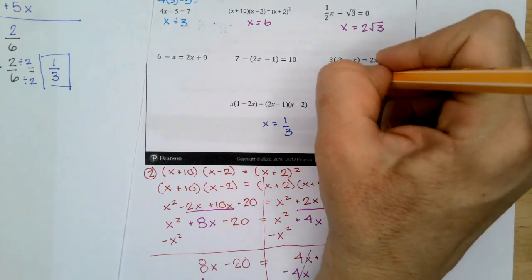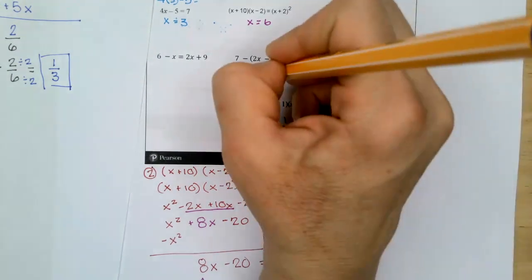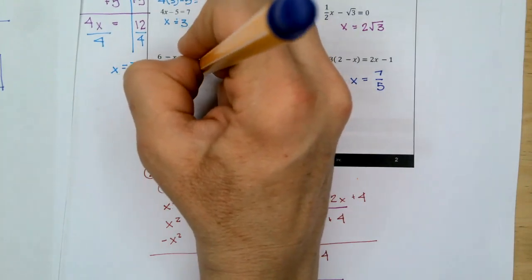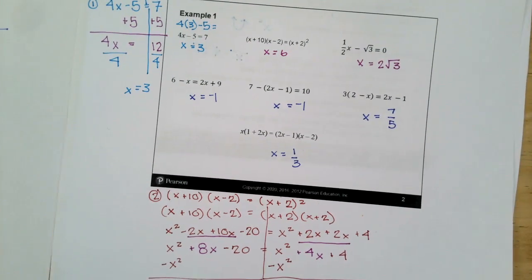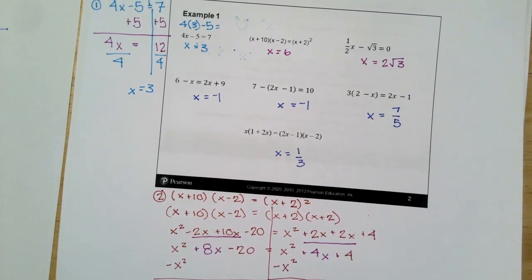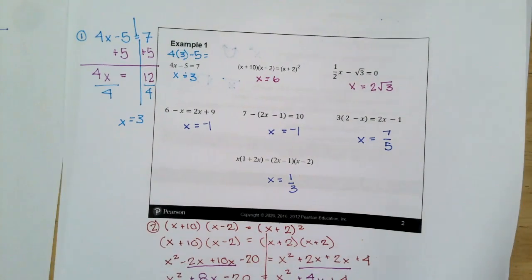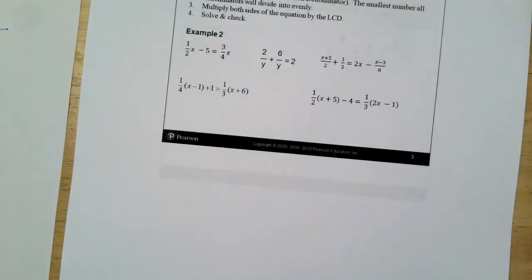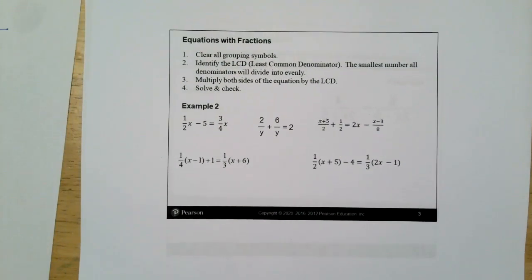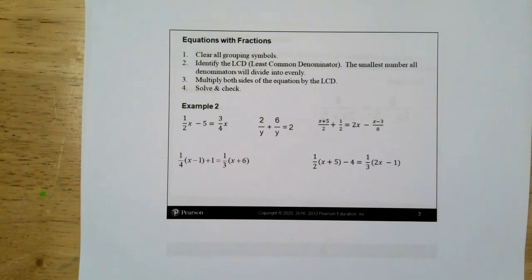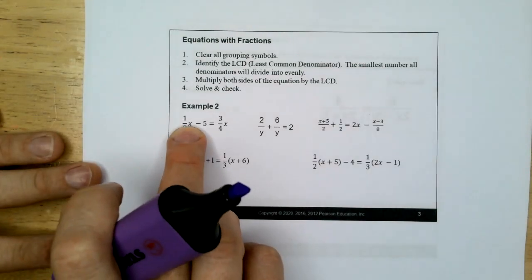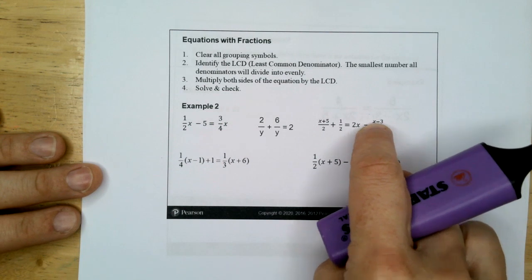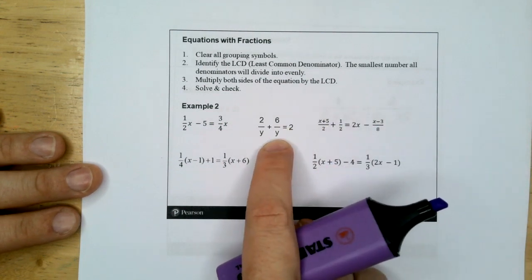This one was x is 7/5. This one and this one were both -1. Okay, so that's how you're going to solve linear equations without fractions, right? We did not deal with any fractions except this kind. Now, let's talk about fractions, okay? Equations with fractions. When you have fractions, you might have a fraction with x next to it, you might have a fraction with x in the numerator, or you might have a fraction with the variable in the denominator, okay?